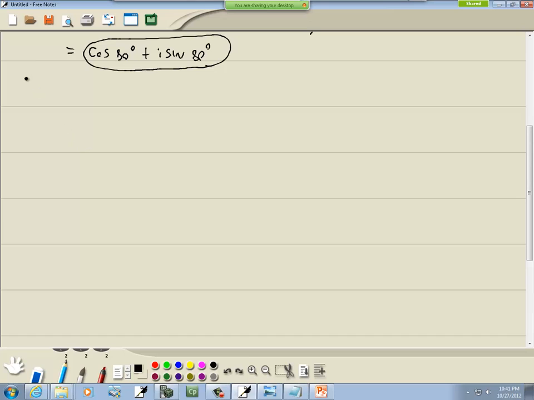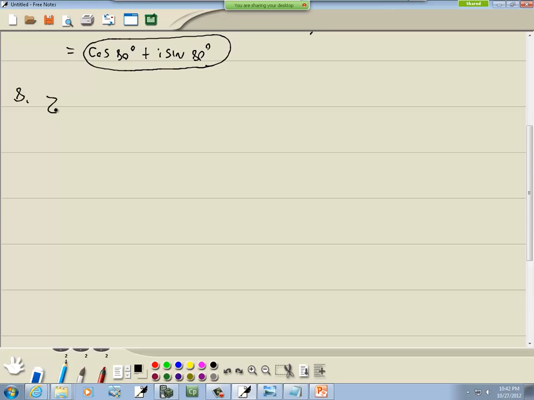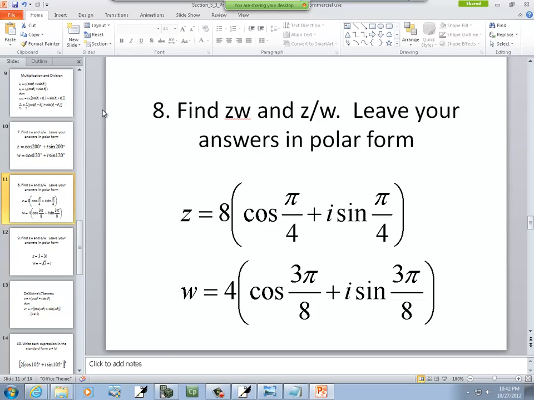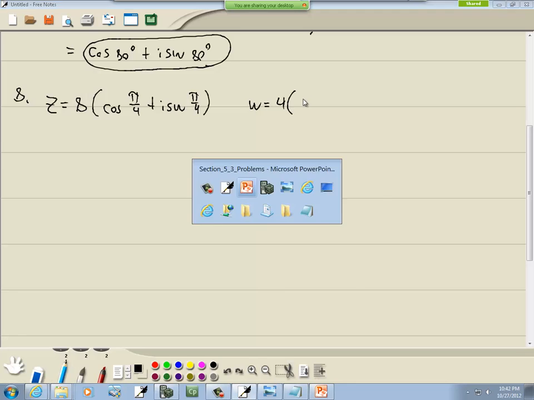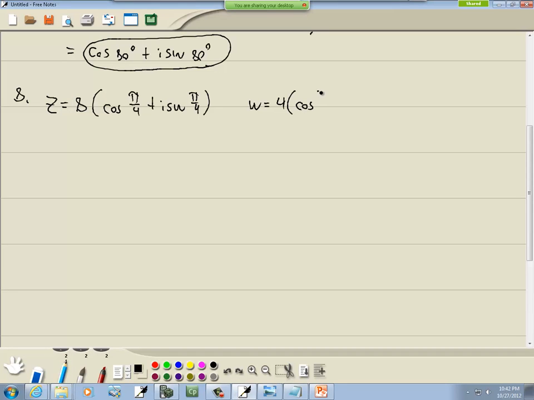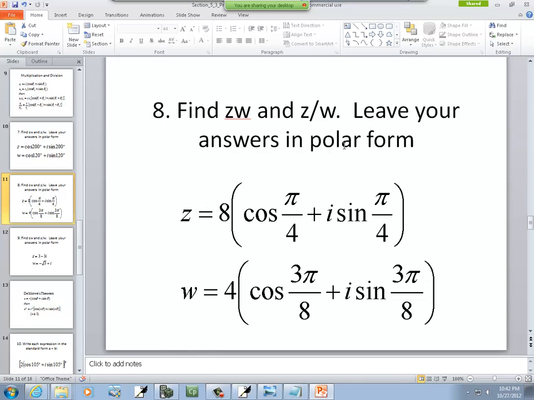Let's look at this one. Now degrees just work out so much better with these. Normally I don't like degrees, but they work out better with the formulas in this section. Here we've got Z equal to 8 times cosine of pi over 4 plus i sine pi over 4. And W is equal to 4 times cosine of 3 pi over 8 plus i sine of 3 pi over 8. And again, leave your answers in polar form after we get done.